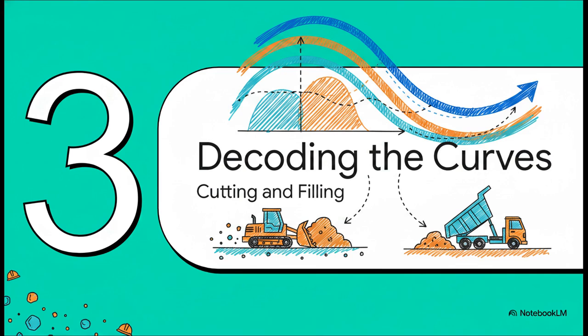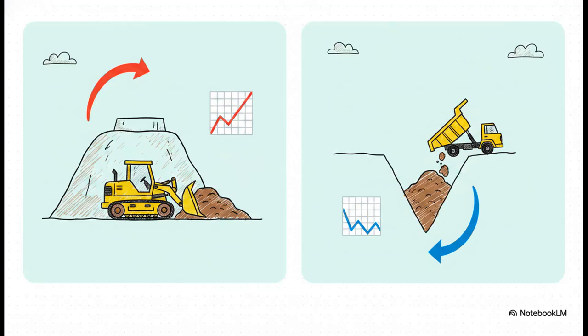Which brings us to Section 3, Decoding the Curves. Now, when you look at one of these diagrams, the rising and plunging lines tell a very specific story. A rising curve represents a cut or an excavation. Think of it as income. We're cutting through a hill, generating excess dirt, and our dirt bank account is going up. But a falling curve represents a fill or embankment. That is an expense. It means we've hit a valley or a dip that we need to fill in to make the road level. So we're running a material deficit and spending our dirt. So up means we're gathering dirt from a hill, and down means we're dumping it into a valley.